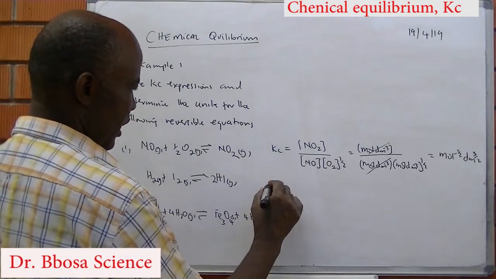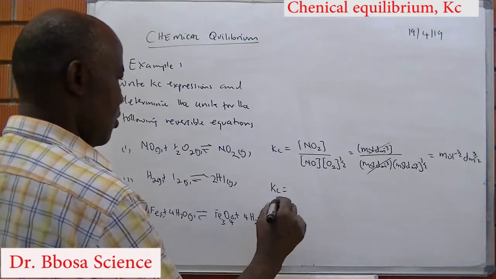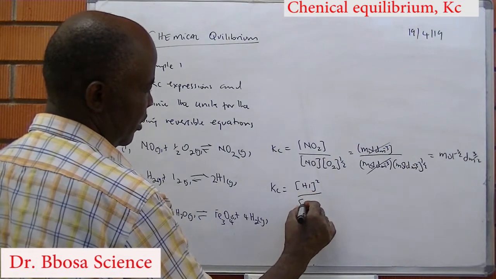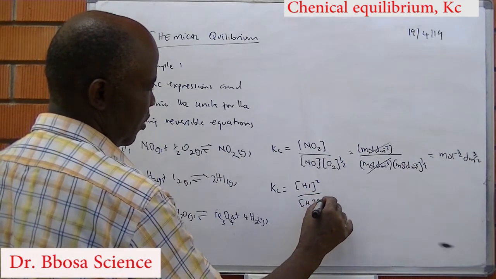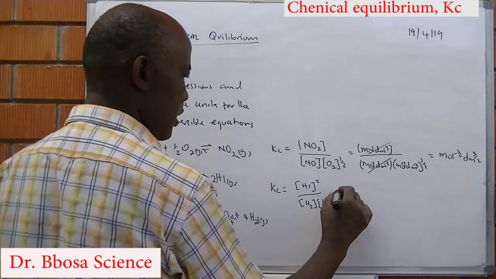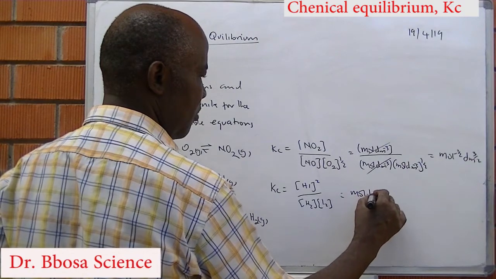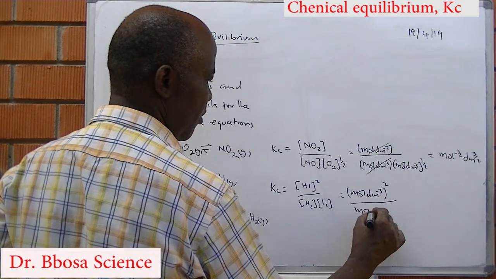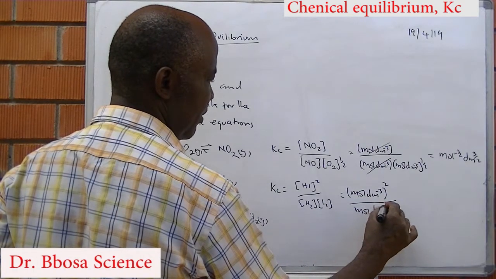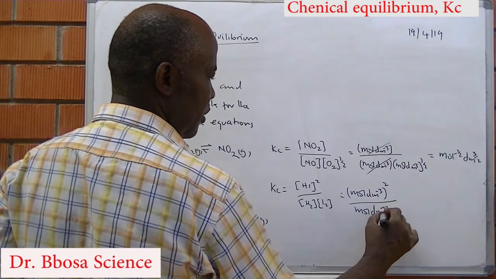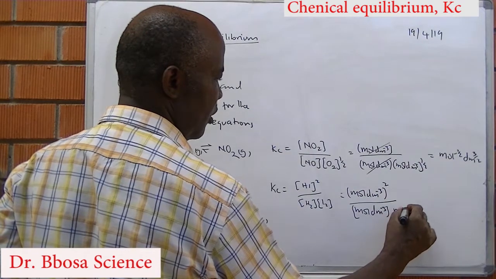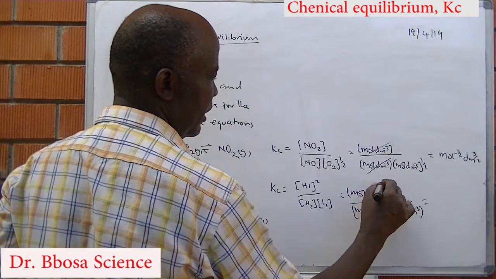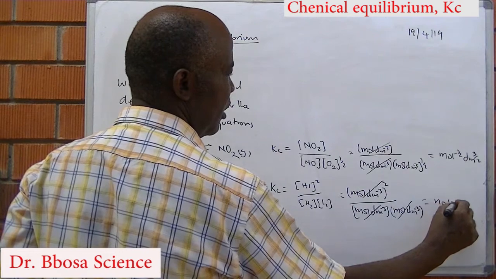The second one: Kc is equal to the concentration of HI squared over the concentration of H2 into the concentration of I2. This is equal to moles per decimeter cubed squared over moles per decimeter cubed into moles per decimeter cubed. So this one will cancel with this and you have no units.